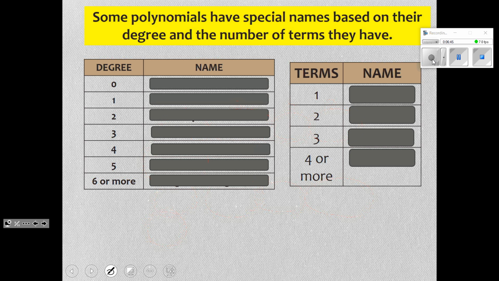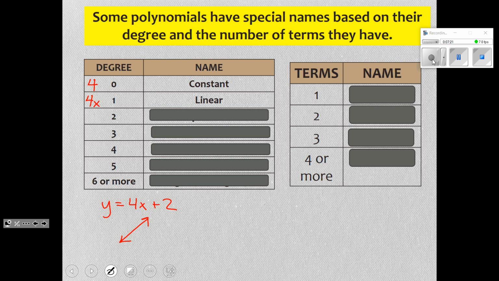Now on your notes, we're going to have special names for some of these. We're going to name or classify each polynomial based on its degree and on the number of terms. Looking at the degree, if you have just a number without a variable, we call it a constant. If you have a number with a variable with an invisible 1 as the exponent, like the equation y equals 4x plus 2, and you were to graph that, it would graph as a straight line. So we call this linear. So if you have the highest degree as 1, it is a linear equation.